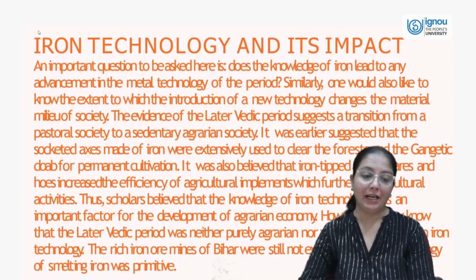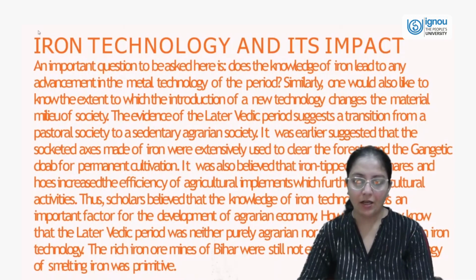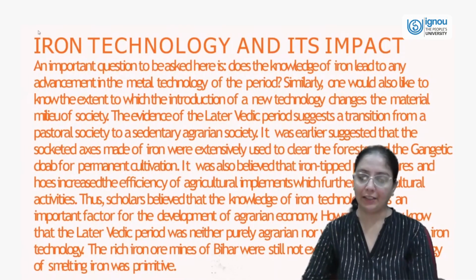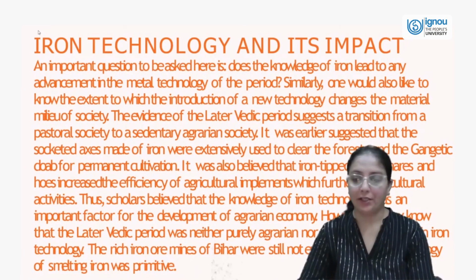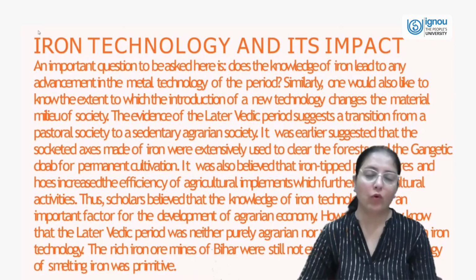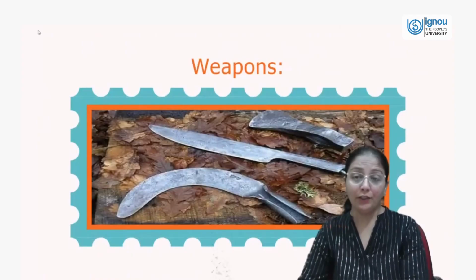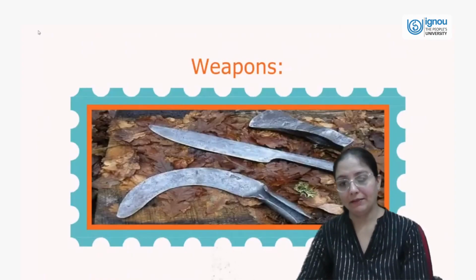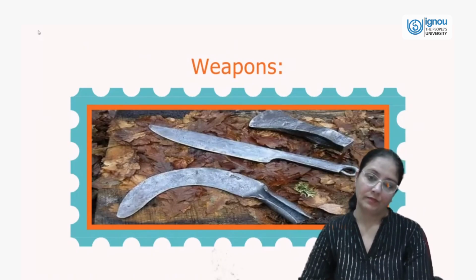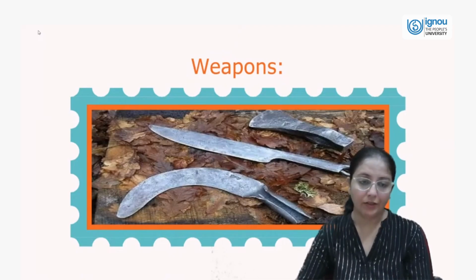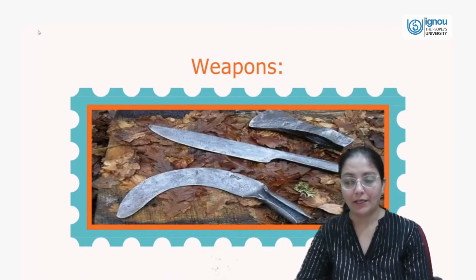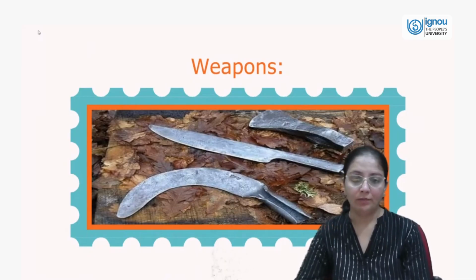However, we now know that the later Vedic period was neither purely agrarian nor was it well advanced in iron technology. The rich iron ore mines of Bihar were still not exploited, and the technology of smelting iron was primitive. You can see the weapons made of iron they were using at that time. Yes, these weapons were used for cutting the grass, for cutting the field and all. And you can see the knife. You can see the ploughshare also.